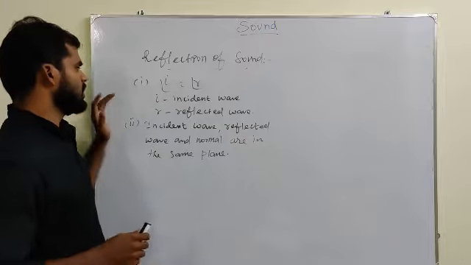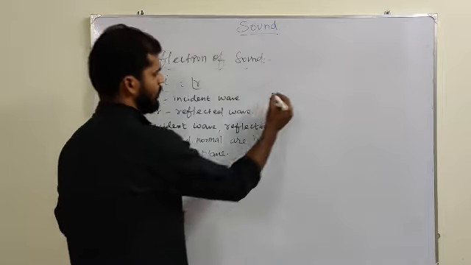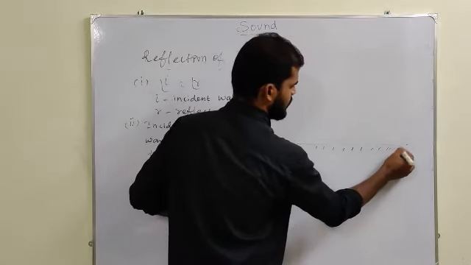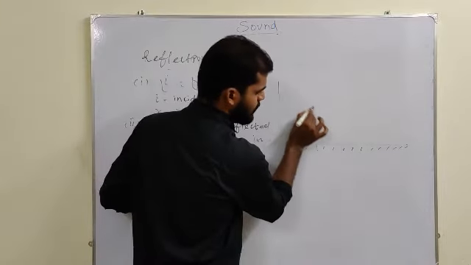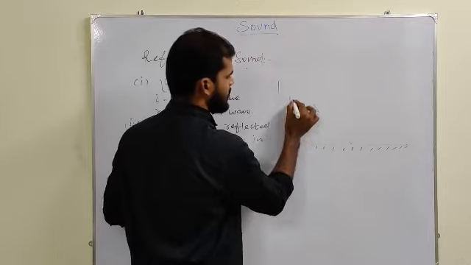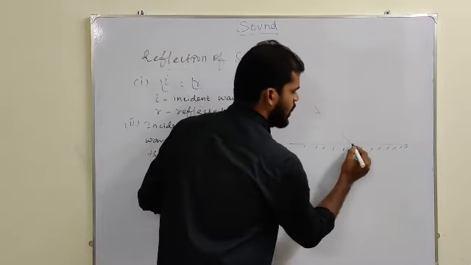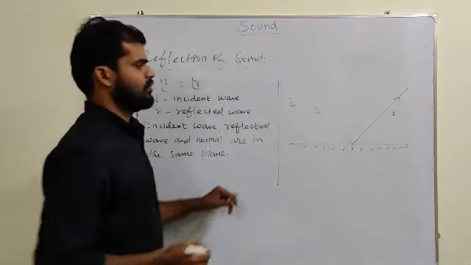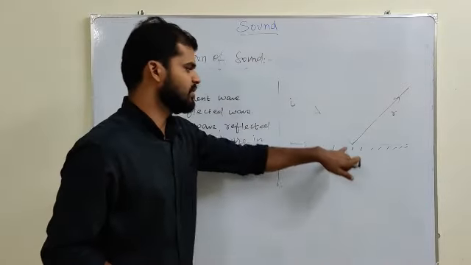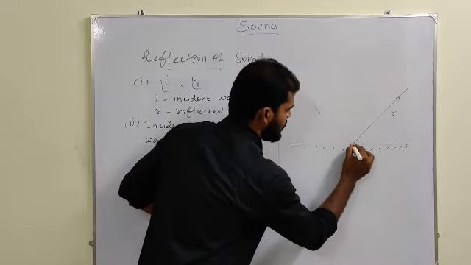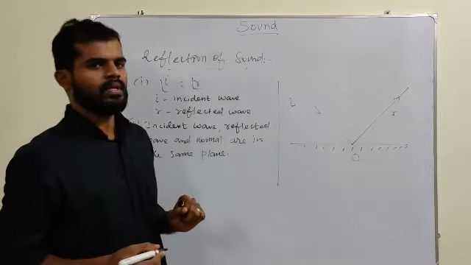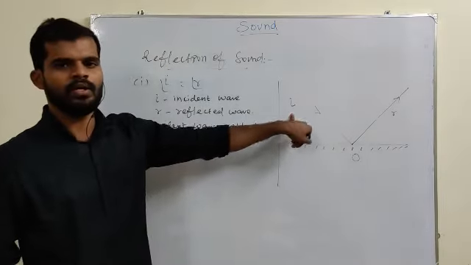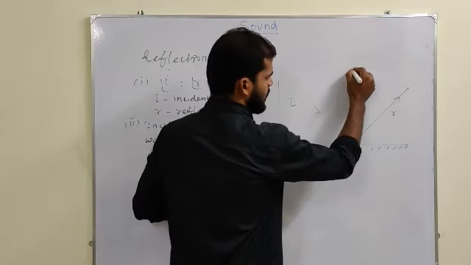We have two laws, law 1 and law 2, for reflection of sound. For example, I have taken a small surface. I just send a sound wave. This is called the incident wave, that is I. After hitting the wall, it will reflect. This is called the reflected wave, that is R. So this is the incident wave, this is the reflected wave, and where the two meet is called the point of incidence, that is O. Now I need to measure the angle of incidence. So what I have to do is draw a perpendicular line.